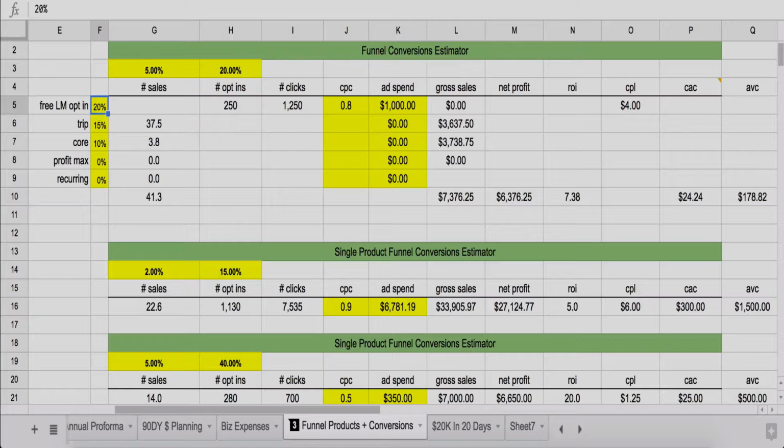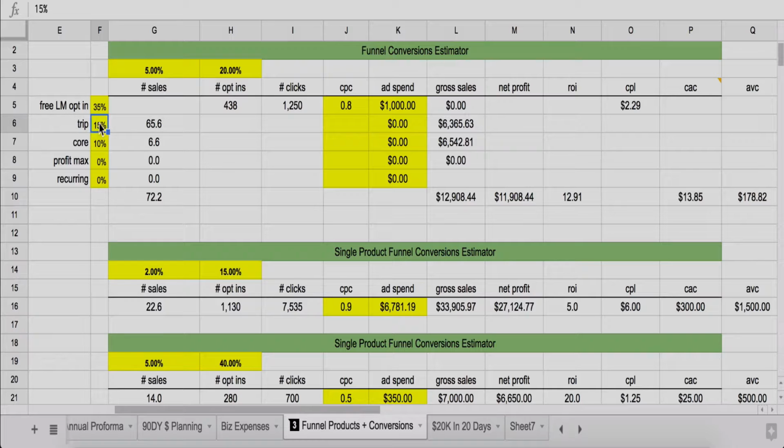You can see here if you change this, your cost per lead changes. If you have a higher opt-in rate, like let's say it was 50%, you'd have 625 opt-ins, and your cost per lead would be $1.60. So again, this is just showing that you can play with these numbers to change this up.